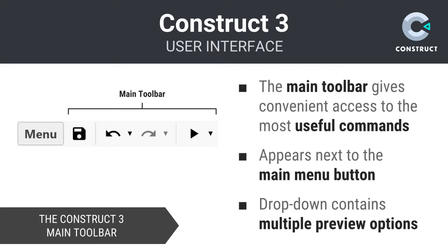Case in point, the main toolbar. That's the small bar just to the right of the main menu button, which features the most basic project options, including save, undo and redo, as well as multiple project preview options. These are the things you always want right at your fingertips.